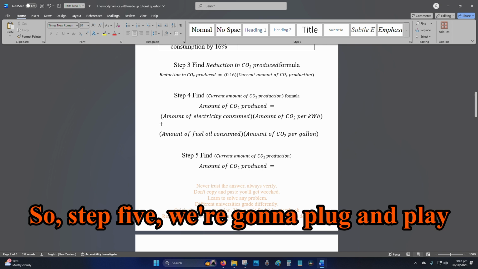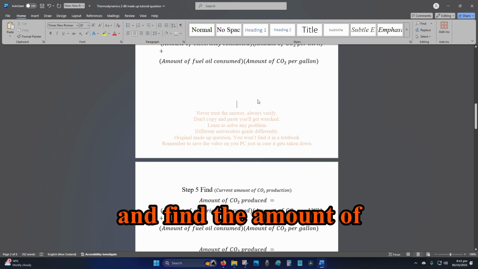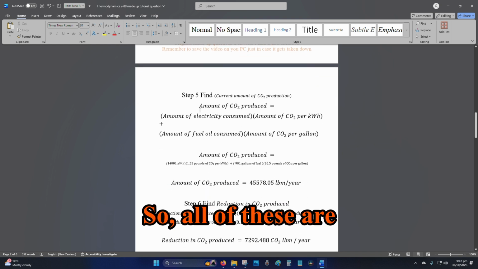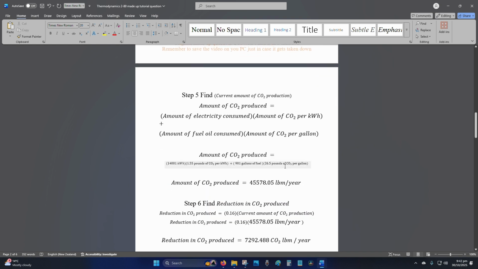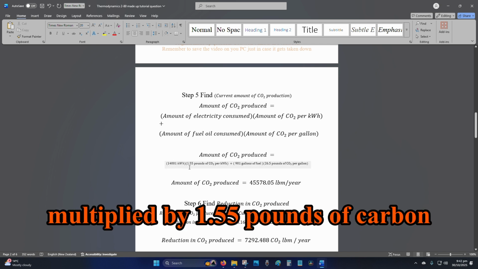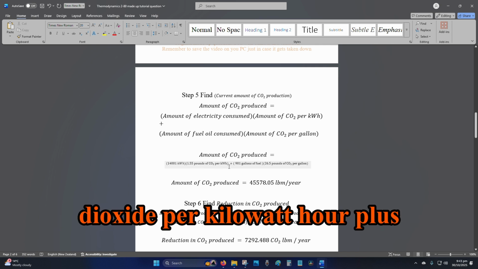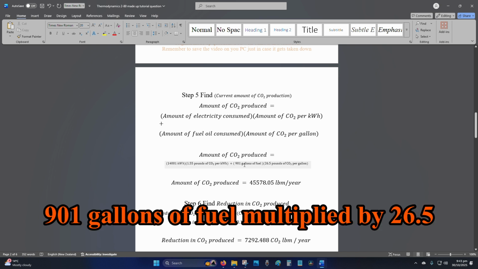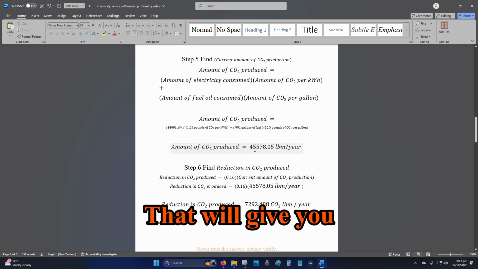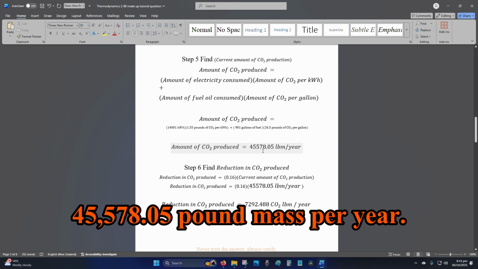So step 5, we're gonna plug and play and find the amount of carbon dioxide produced. So all of these are given in the question. So we got the 14,001 kilowatt hours multiplied by 1.55 pounds of carbon dioxide per kilowatt hour plus 901 gallons of fuel multiplied by 26.5 pounds of carbon dioxide per gallon. That'll give you 45,578.05 pound mass per year.